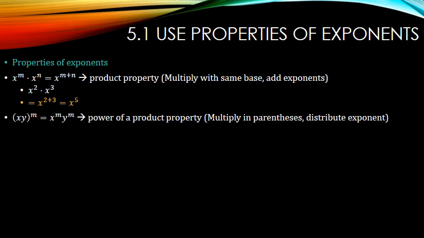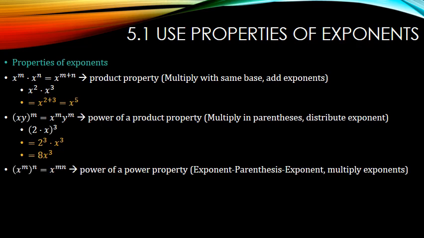The power of a product property is when you multiply in parentheses, like here, and then there's an exponent on the outside of the parentheses, you distribute the exponent to the two terms. For example, (2x) cubed would be 2 cubed times x cubed, or 8x cubed.